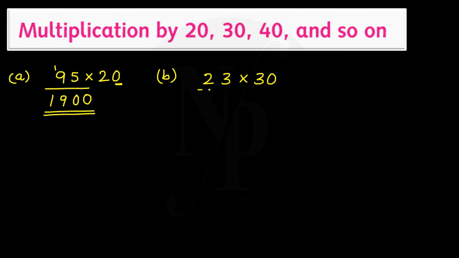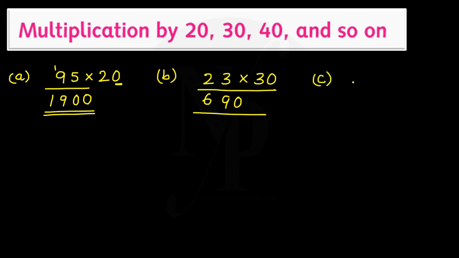23 into 30, if we want to find it, first we multiply 23 by 3. Let us do that now. 3 3s are 9, 3 2s are 6, we get 69, and this 0 which we have here in the ones place of 30, we write in the ones place of the product. That is 690 is the product of 23 and 30.